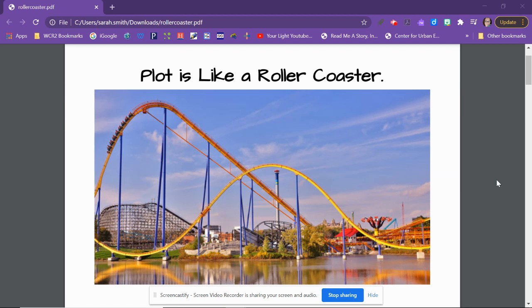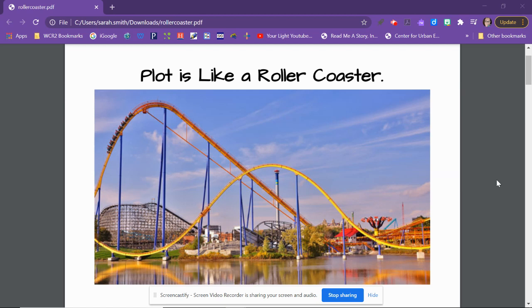I love this picture that I'm showing you on the screen here because it's important to remember that plot is definitely like a roller coaster. When I say plot, I'm talking about the beginning, middle, and end. I'm talking about fourth grade words: exposition, rising action, climax, the most exciting part of the story, then that falling action, and then the resolution, which is the end. So we've talked about those over and over again.